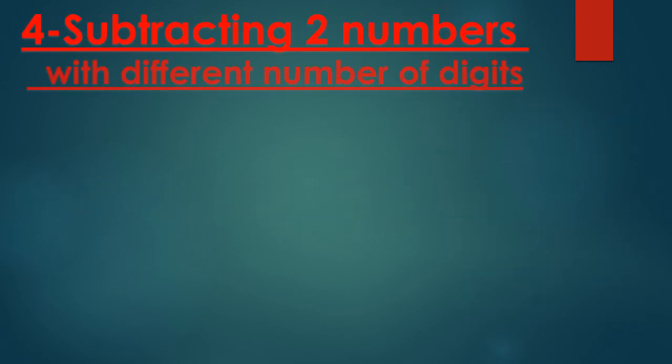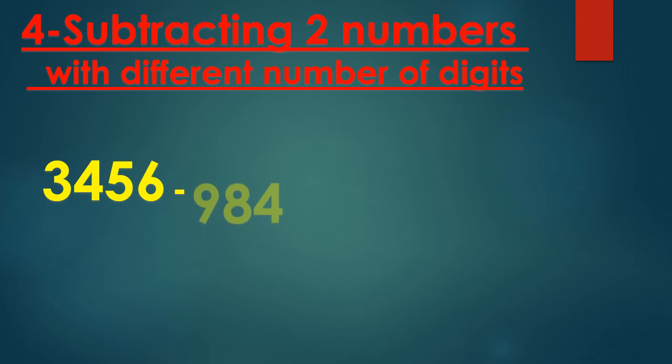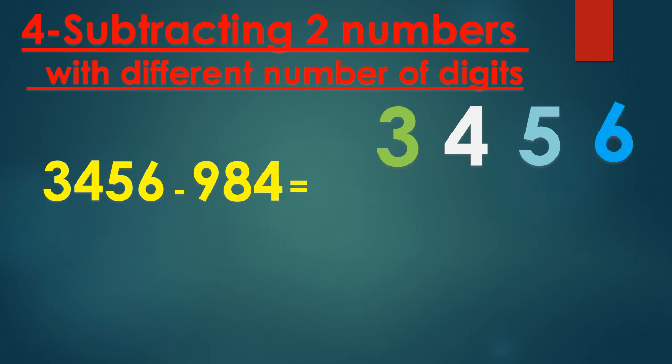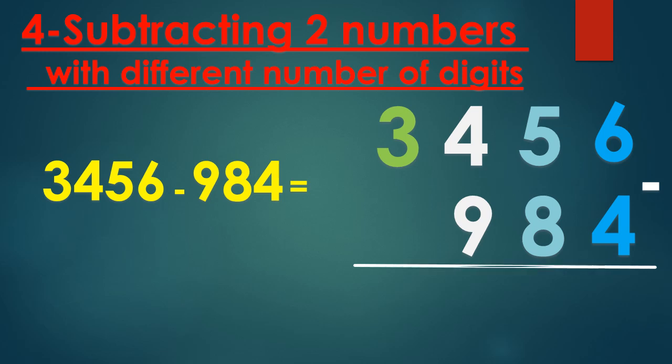Fourth is subtracting two numbers with different number of digits, like 3456, which has 4 digits, minus 984, which has 3 digits. First, we write them one below the other, and we start from the right, and make sure that the 4 is below the 6, and the 8 is below the 5, and the 9 is below the 4. Then we start. 6 minus 4 is 2.